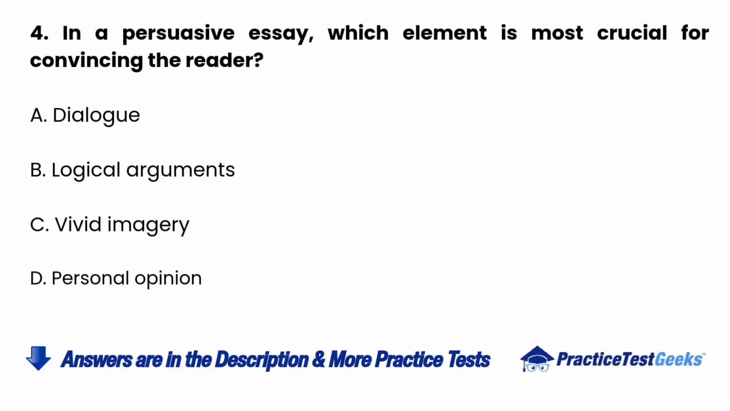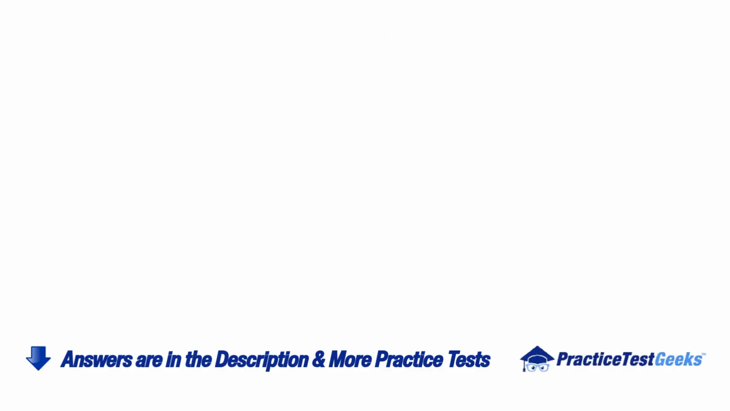4. In a persuasive essay, which element is most crucial for convincing the reader? A. Dialogue. B. Logical arguments. C. Vivid imagery. D. Personal opinion.